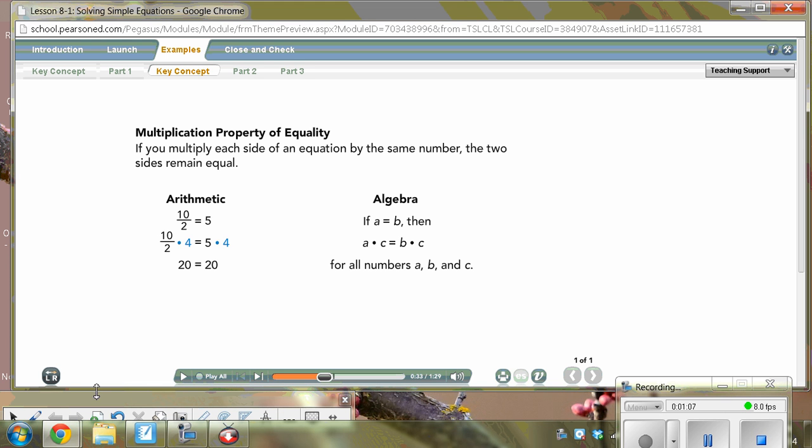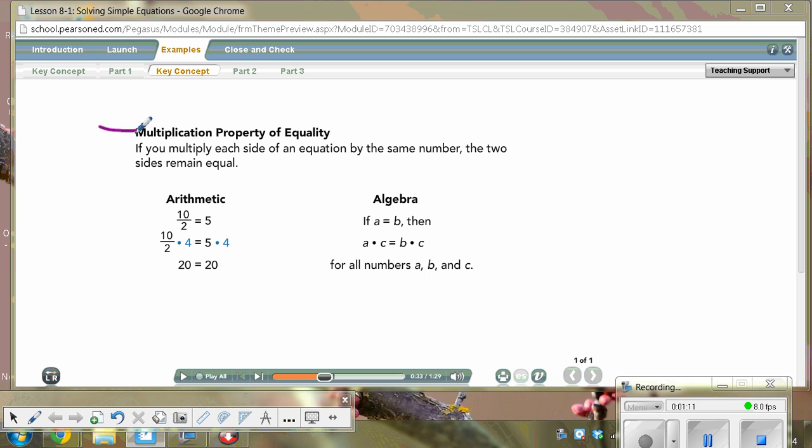Okay, so this is the multiplication property of equality. This is saying that whenever you multiply to one side, you need to multiply to the other side. So if I'm multiplying by a 4 on this side, I must multiply by a 4 on this side.